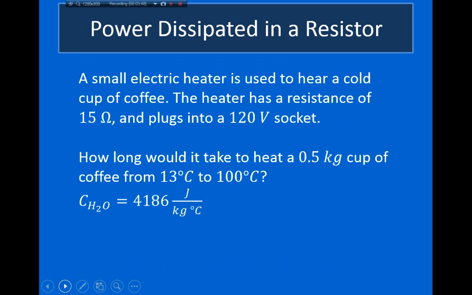So let's take a look at an example. This example says a small electric heater is used to heat a cold cup of coffee. The heater has a resistance of 15 ohms and it's plugged into a 120 volt socket. The question asks us to determine how long it will take to heat a half kilogram cup of coffee if it starts at 13 degrees Celsius and we're heating it up to 100 degrees Celsius. And we're told that the specific heat of the coffee is 4,186 joules per kilogram degrees Celsius.